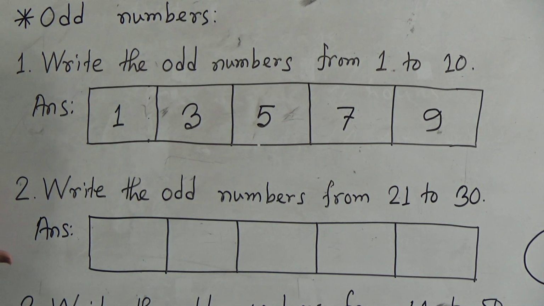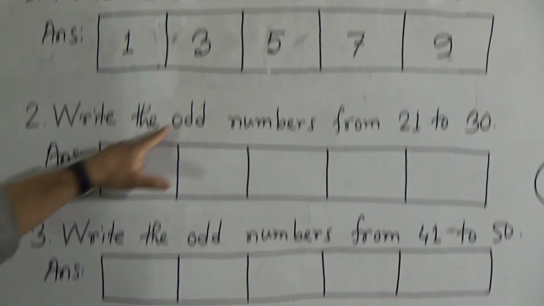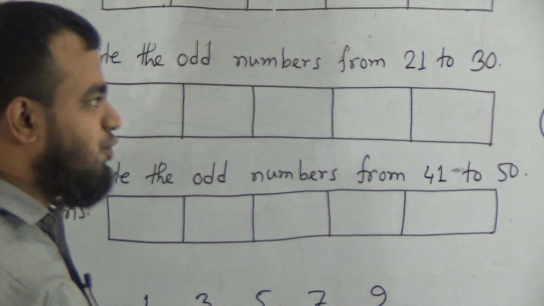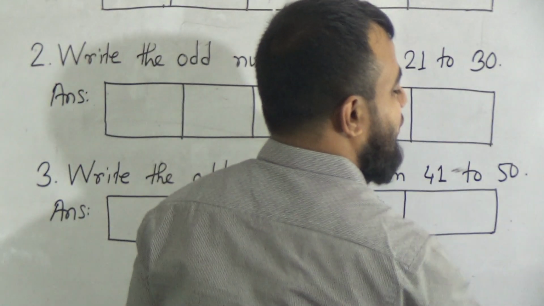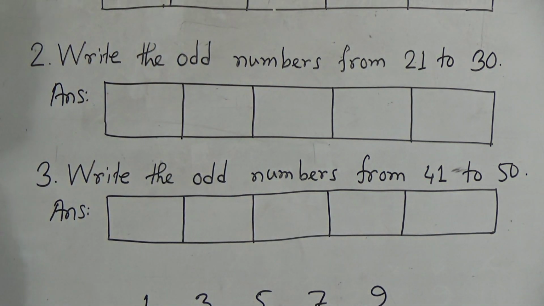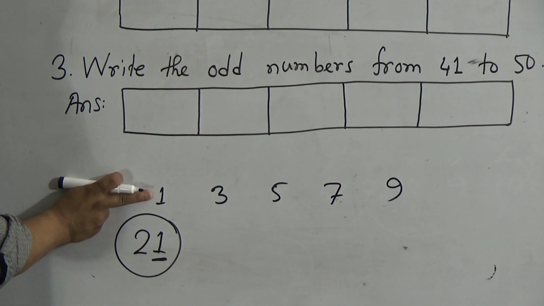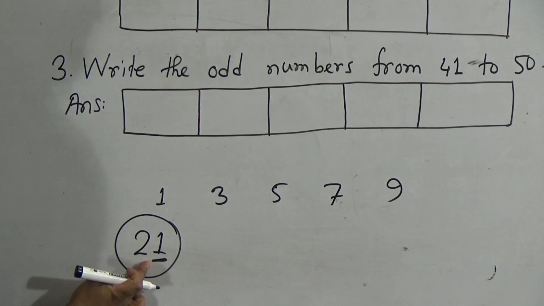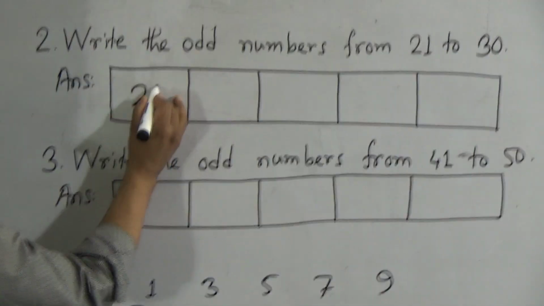Now we will solve the second question. Look, write the odd numbers from 21 to 30. That means from 21 to 30, which numbers are odd numbers, we should write down in these blanks, in these boxes. Now my dear students, write it down. 21. First number I am writing down here, 21. 21 has 1 in the right side, and we know that 1 can't make a pair. That is why 1 is an odd number. So 21 is also an odd number. We can write down 21 at first.